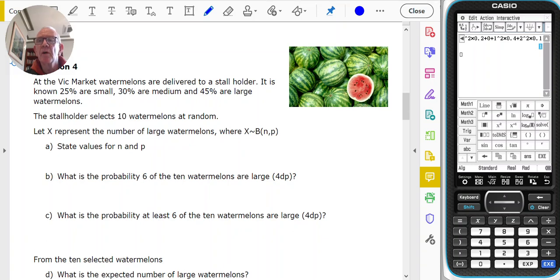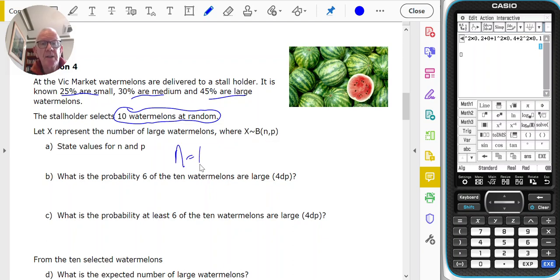Okay, question number 4 comes from chapter 14, which is the binomial. At the Vic market, watermelons are delivered to a storeholder. It is known that 25% are small, 30% are medium, and 45% are large. The storeholder selects 10 watermelons at random. Straight away, I'm thinking binomial. Let X represent the number of large watermelons where X is binomial, N and P.